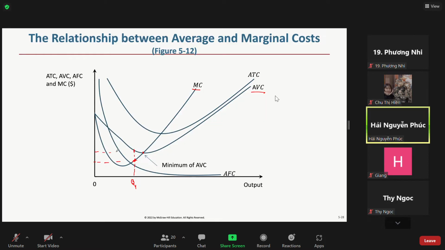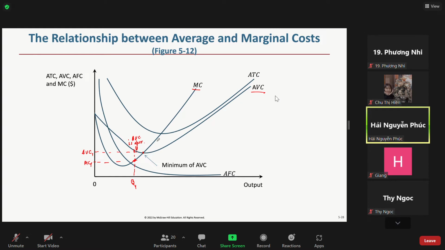AVC is here, MC1 is here, AVC1 is here. And we can see that MC1 is smaller than AVC1, and it means that AVC is decreasing.